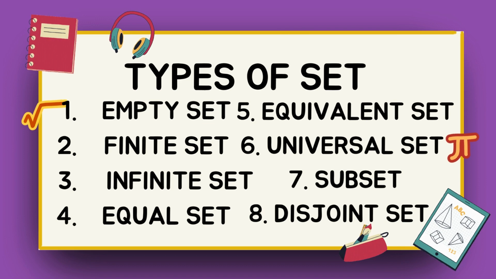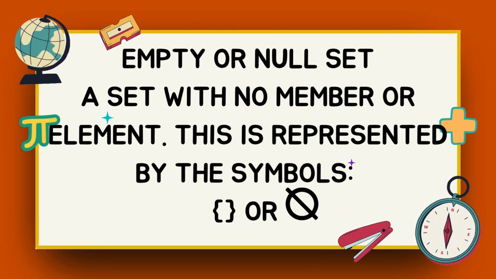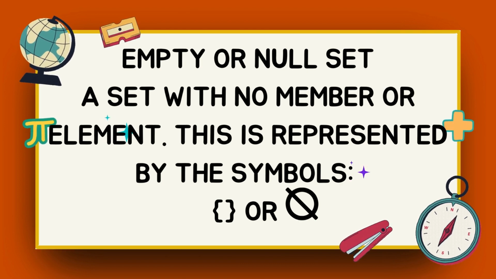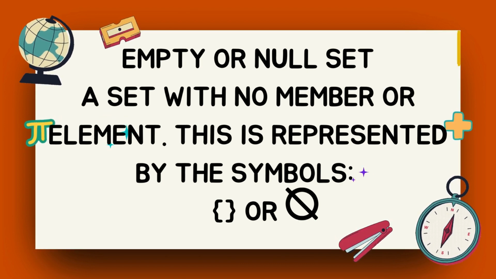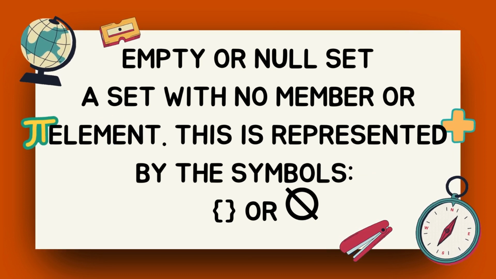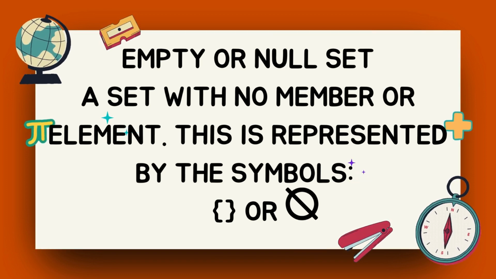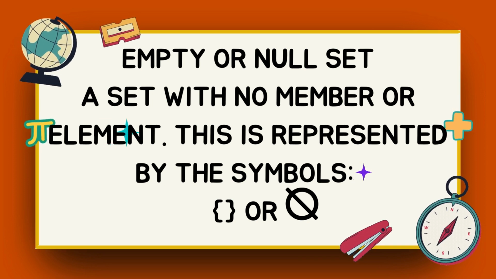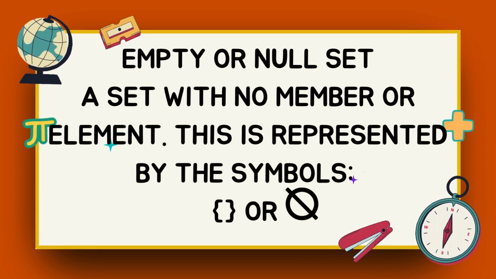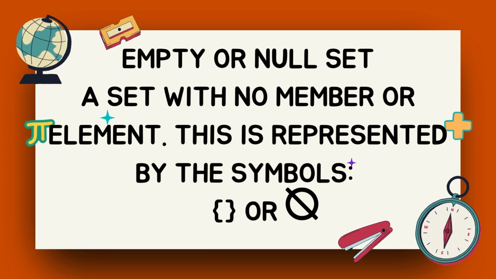Let's begin with empty or null set. Is a set with no members or elements. This is represented by the symbols curly brackets or null sign. For example, the set of triangles with 4 sides will be a null set or empty set because, as you know, triangles have 3 sides.